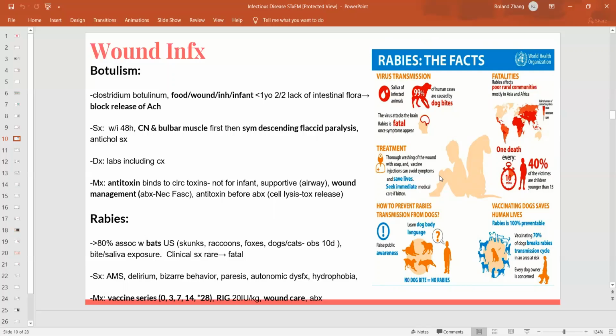What botulism does is, it's also a Clostridium bacteria. It blocks the release of acetylcholine, and people die from respiratory failure. The way you treat this is you give them antitoxin to bind to the circulating toxin. For infants, we don't usually do this just because of side effects. And the treatment is also mainly supportive, with airway and wound management.